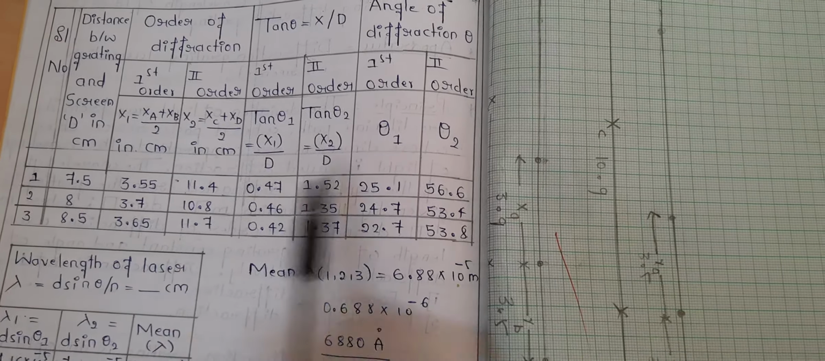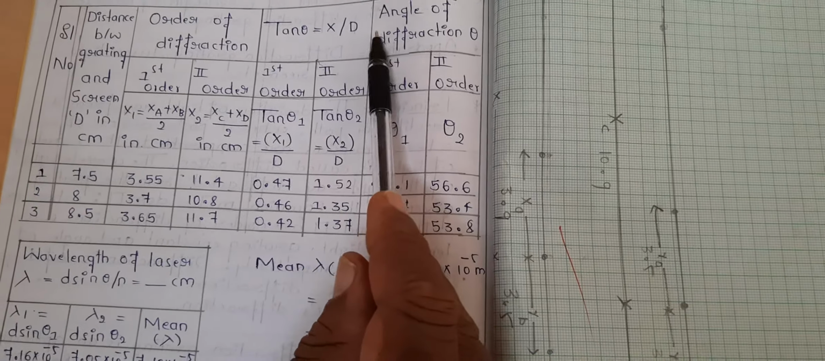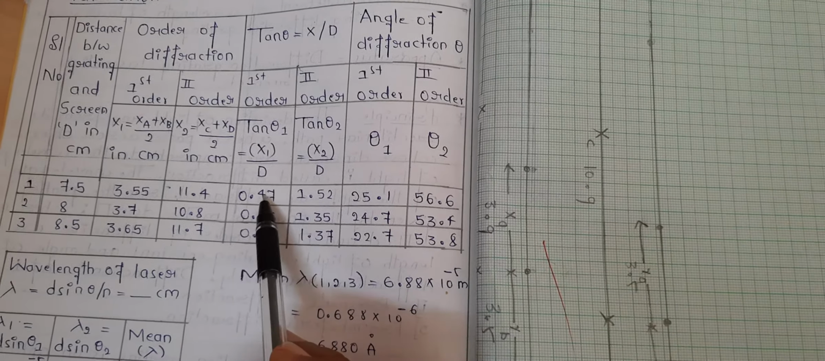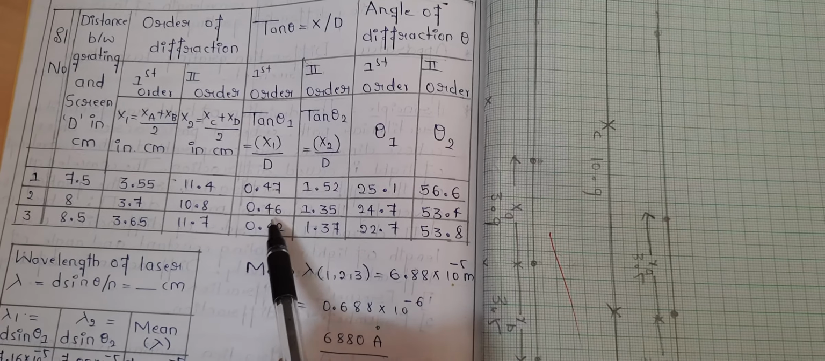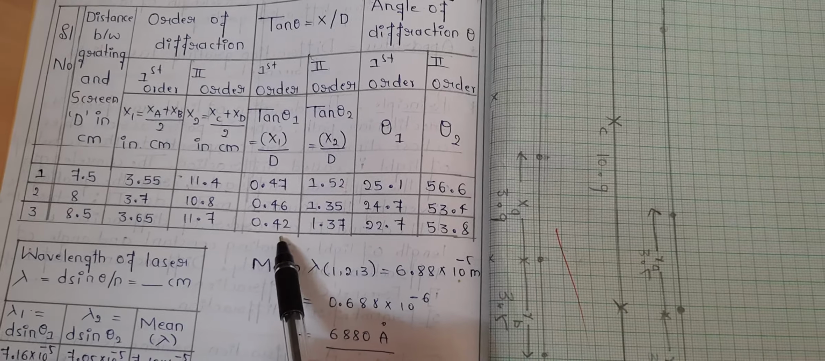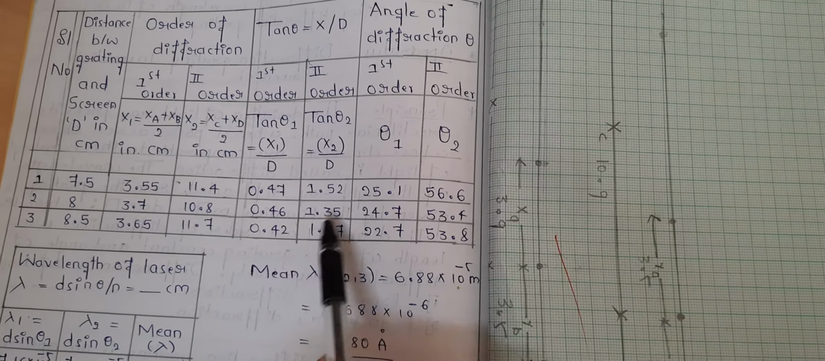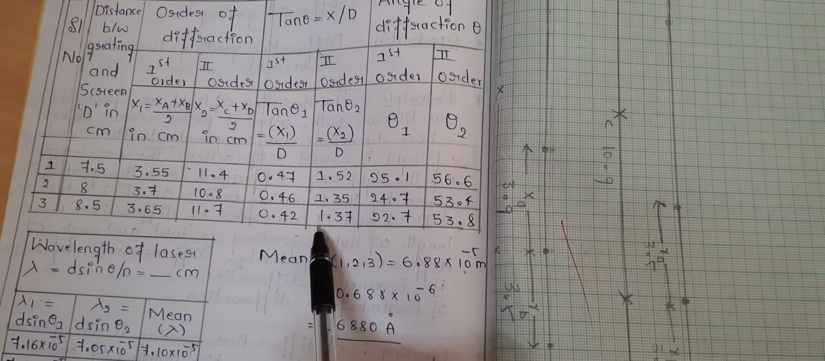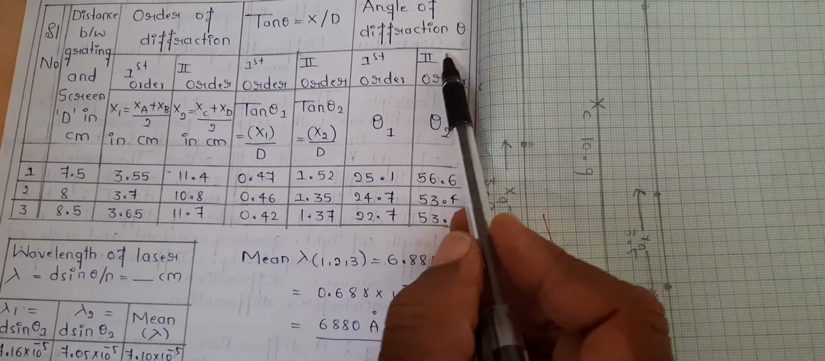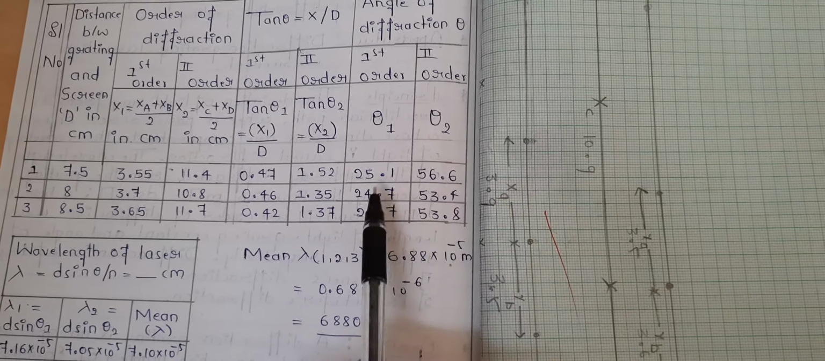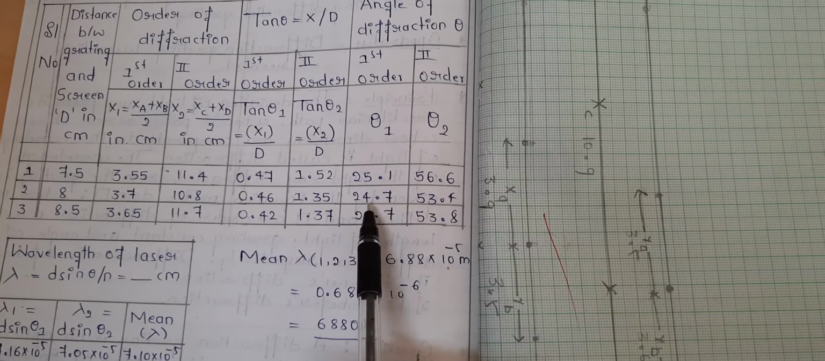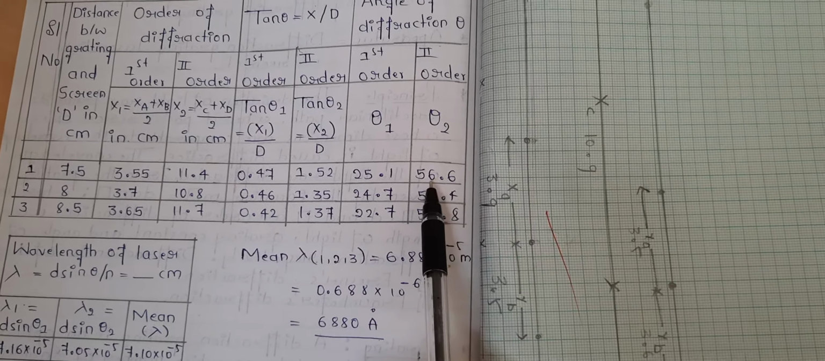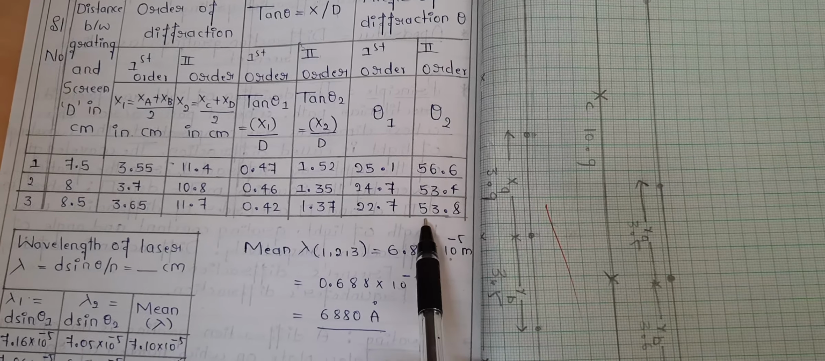Now the further calculations are done. Tan theta is equal to x upon D for first order and second order. Using this we get the values 0.47 for the first reading, 0.46 for the second reading and 0.42 for the third reading. For second order, we get 1.52, 1.35 and 1.37. Then the angle of diffraction theta can be calculated. Theta is 25.1, 24.7 and 22.7 for first order, and for second order 56.6, 53.4 and 53.4.